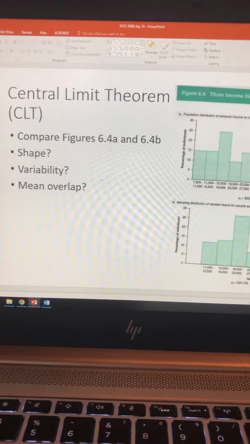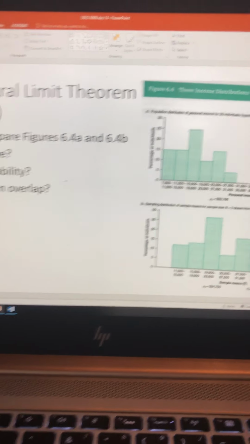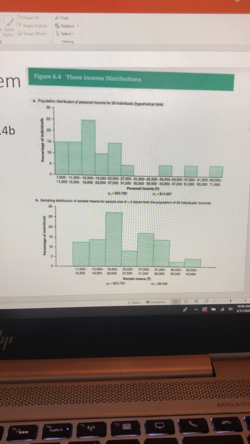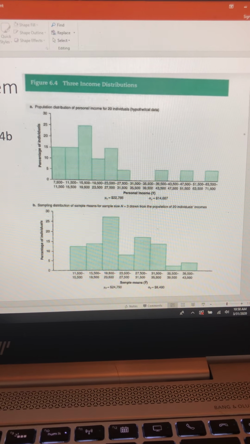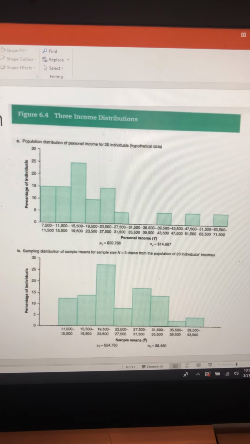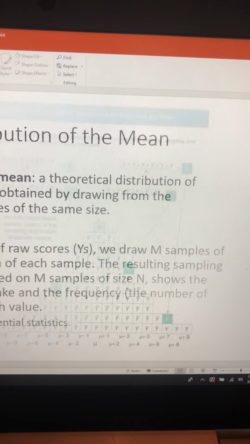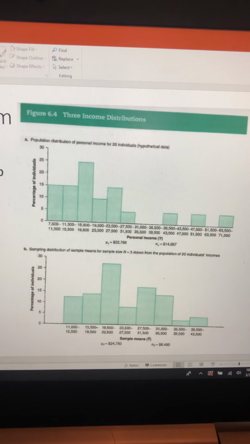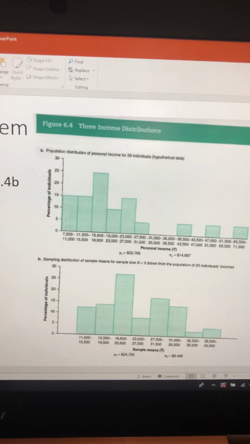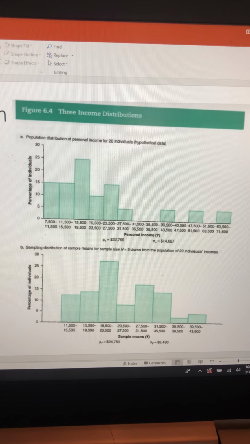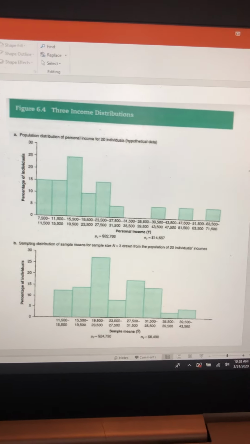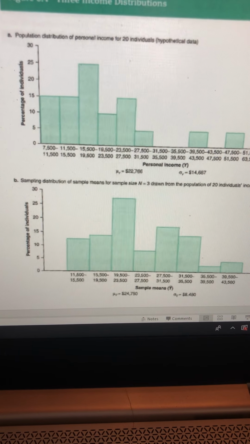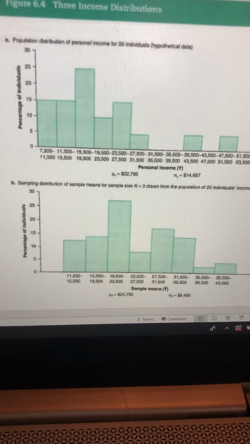Okay. So let's just look at these two figures and see what's going on. The first is the population distribution of personal income for 20 individuals. This is what you've seen before. This is taking all these people and plotting them on a frequency distribution in terms of their income. You did this. This was chapter 2 or 3. This was on the first exam. Plotting a frequency distribution.